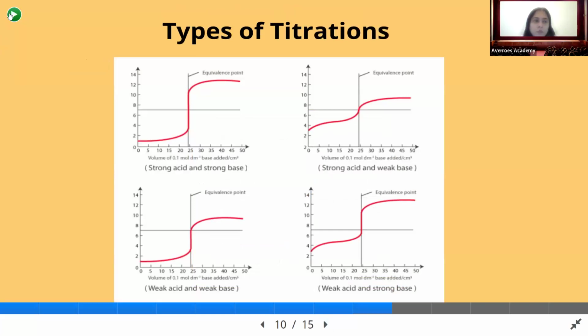And here are the four different types of typical titration curves. The first, the top left, is a typical titration curve when you have a strong acid and a strong base. And then the top right, a strong acid and a weak base. The bottom left is the titration curve of a weak acid and a weak base. And then the bottom right is a weak acid with a strong base.